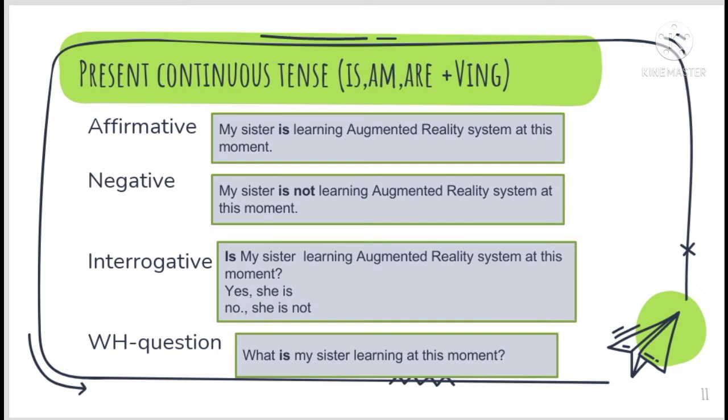Meanwhile in interrogative, auxiliary-nya is-nya pindah ke depan. Is my sister learning augmented reality system at this moment? Ya, jawabannya karena yes no question hanya yes she is. No she is not. WH question, misalnya di sini mau pakai what. What is my sister learning at this moment?